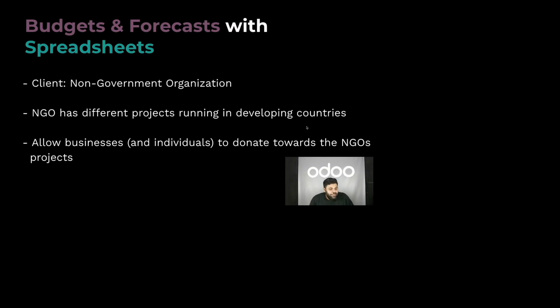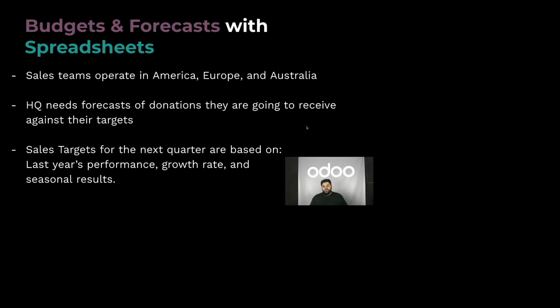So now let's talk about a specific case where we have a client who's a non-government organization. This NGO has different projects running in developing countries, and they allow businesses and individuals to donate towards their projects. They have different sales teams set up in different countries. So there is a sales team in America, a sales team in Australia, and one in Europe as well. Now, as a manager sitting in the headquarters, I need to be able to see what are my forecasted donations for those territories and how we're doing against the targeted donations that we wished for.